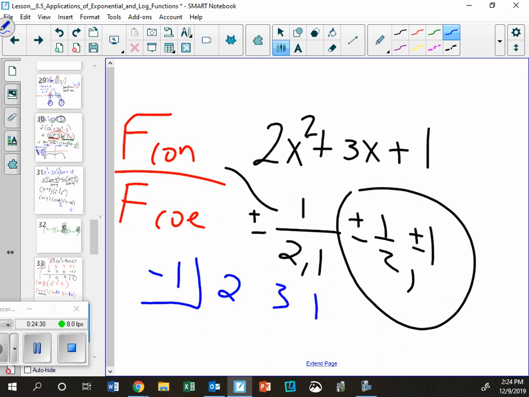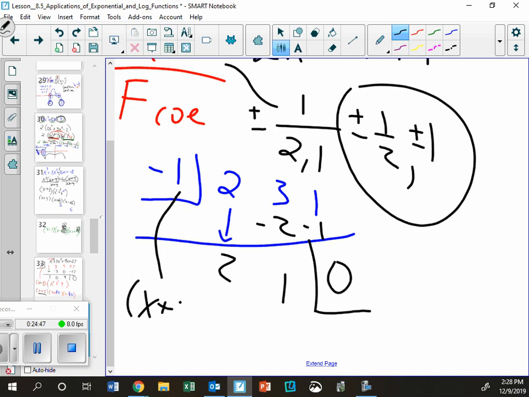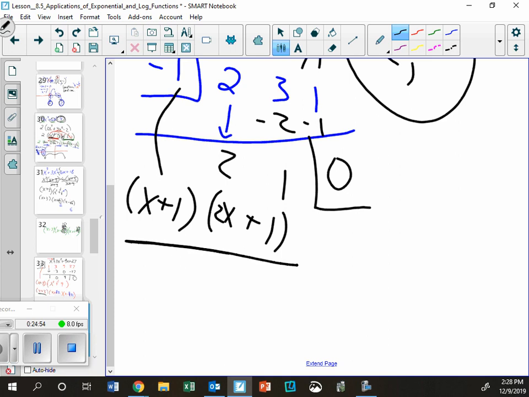So everybody right now, try this. Use synthetic, actually factor it. I'll pause for a second. You do that. Okay, so you drop the 2, multiply, add, multiply, add. Oh my gosh, it worked, because there's a 0. x plus 1, 2x minus, no, plus 1. And there we go.